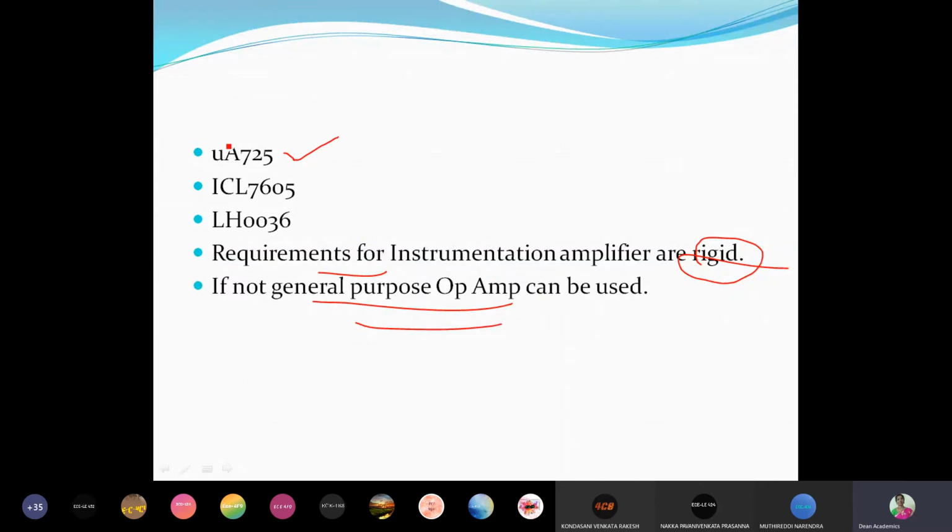So what are the various instrumentation amplifier ICs? MUA725, ICL 7605, LH0036, like that. These are called special purpose op-amps, right? If the requirements are not rigid, we can use a general purpose op-amp. Otherwise you can directly use the instrumentation amplifier ICs. That is about the instrumentation amplifier.